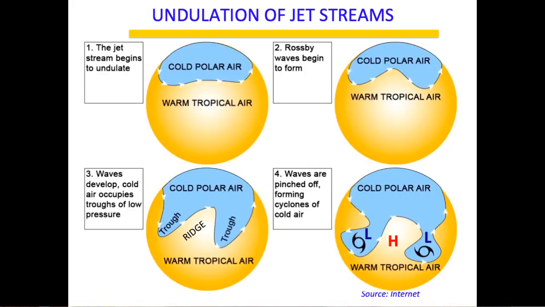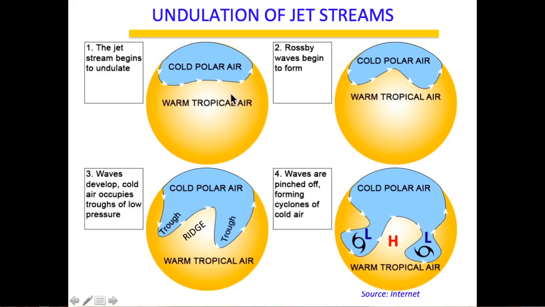Now, another important concept is the undulation of a jet stream. Let us say that the jet stream has formed because of these temperature gradients that we discussed, because of momentum transfer, and because of the Coriolis force. The jet stream has formed and it is moving from west to east. So this is the cold polar air, and this is the warm tropical air.